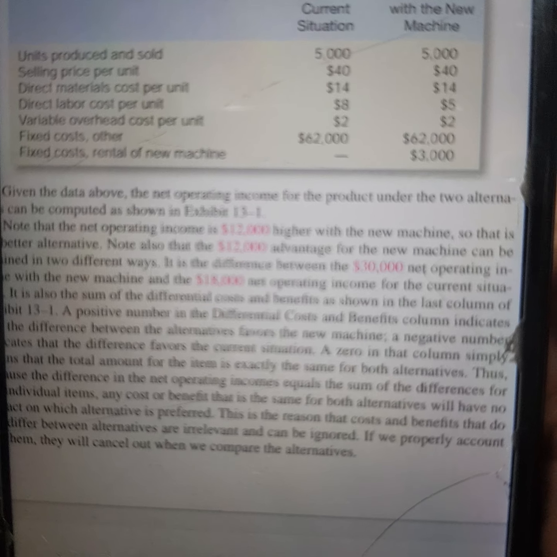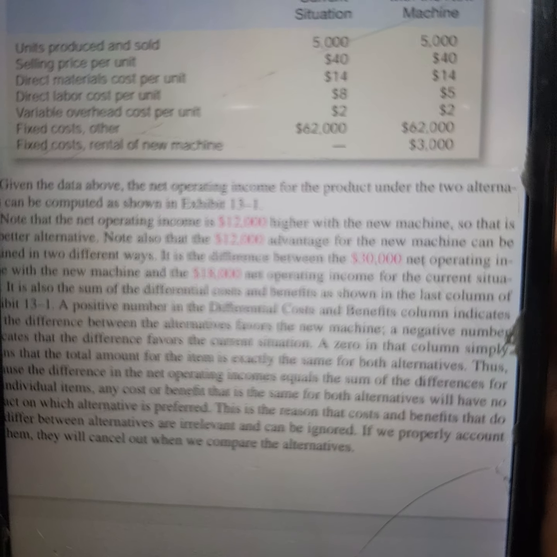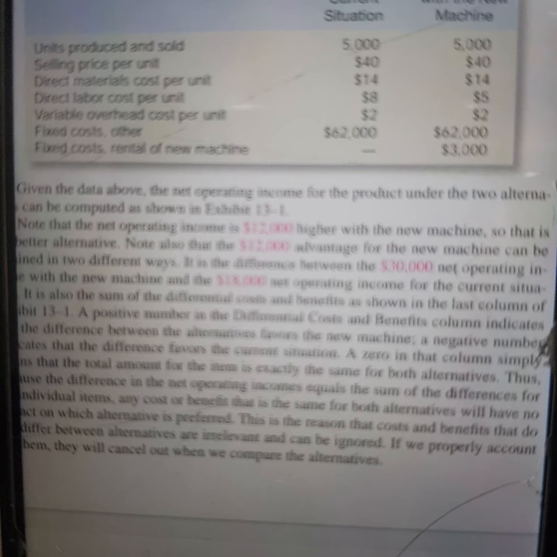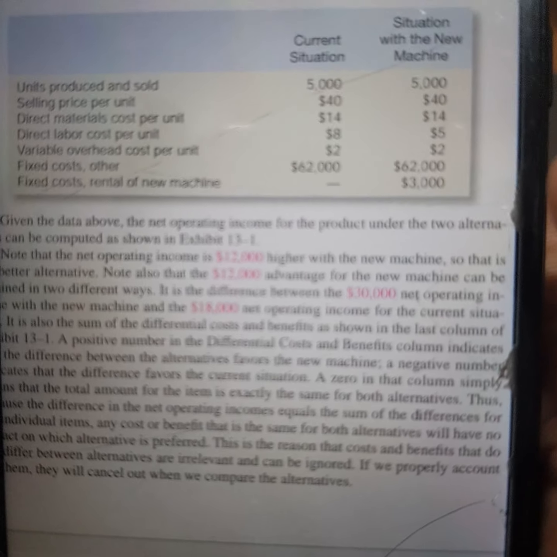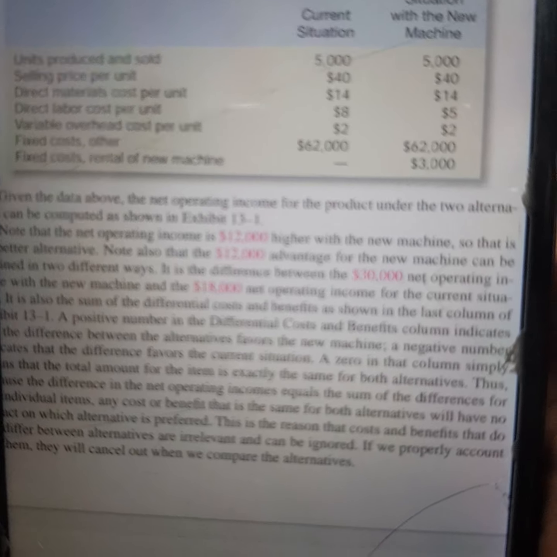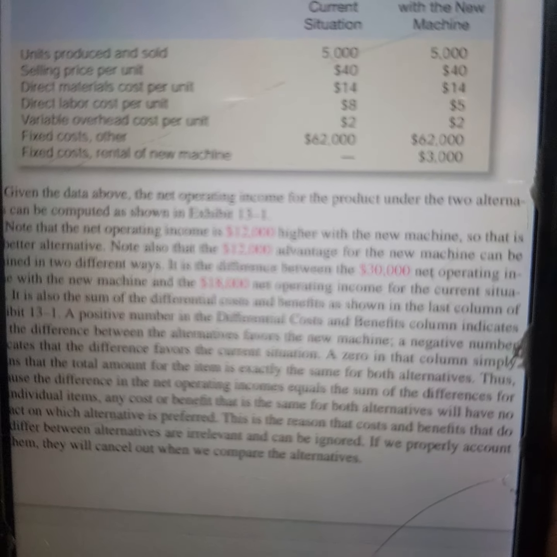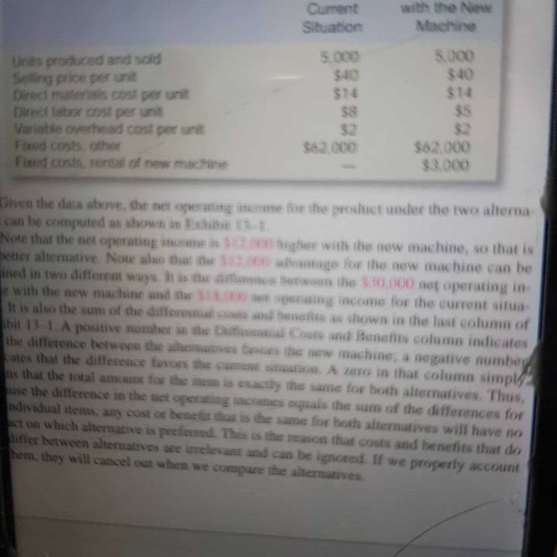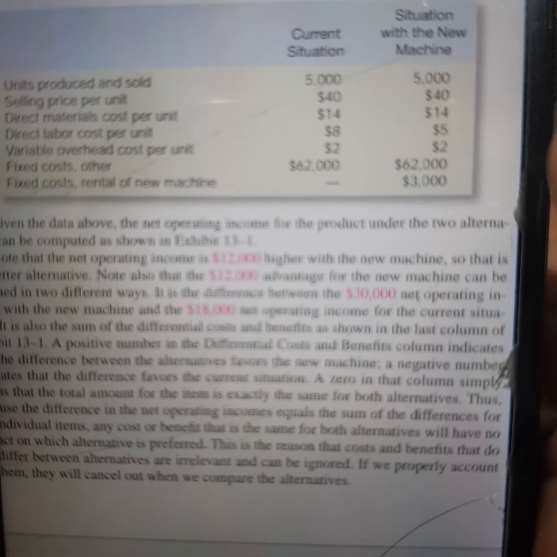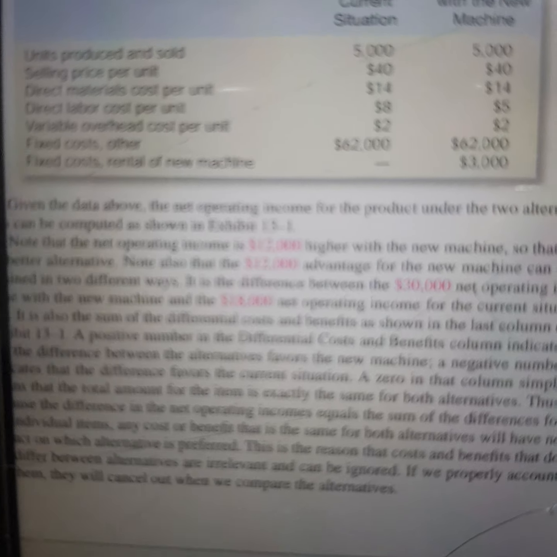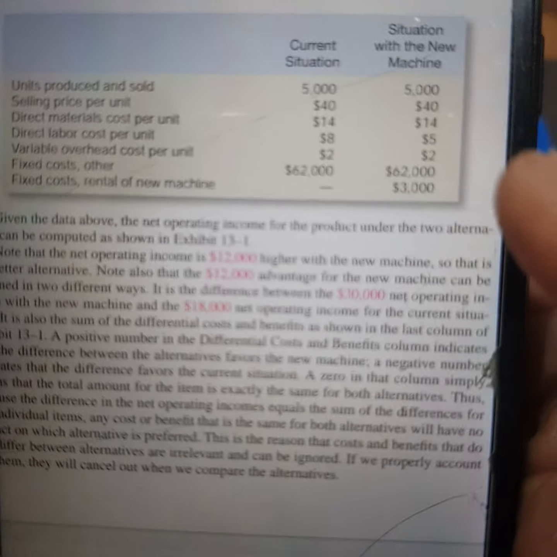Fixed costs others are 62,000, in easy words the fixed expense is 62,000, so we will use 62,000 in both cases. But another fixed cost of rental of new machine is 3,000, that is an extra cost. Now we are going to calculate the total and differential approaches by using this data.